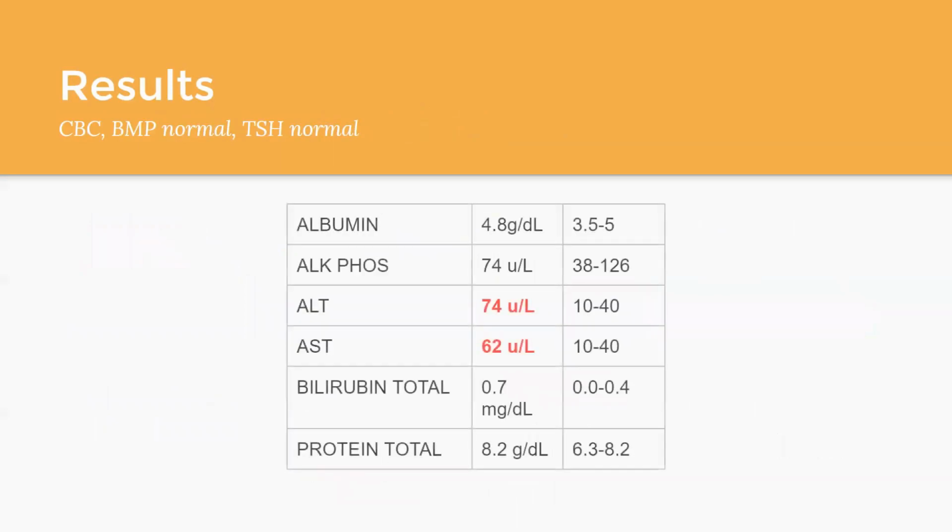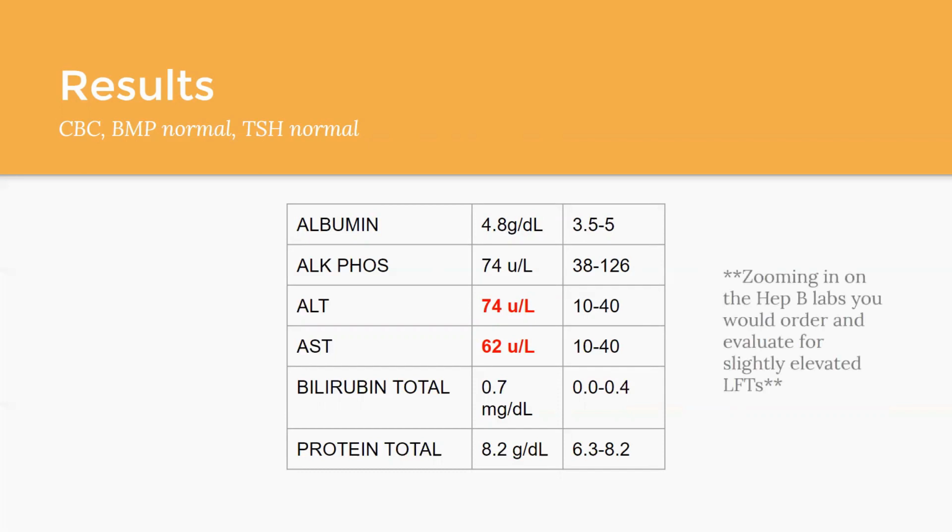So again, her CBC, BMP, and TSH were all normal. And here are her labs. Her ALT and her AST are just slightly elevated. Definitely go back and watch that slightly elevated LFT lecture that I posted a couple weeks back, because that will really help clue you into what we're talking about here. This is really just zooming in on one particular aspect of that elevated LFT workup. This is not comprehensive for LFT evaluation. This is just talking about, does this person have Hep B or not?